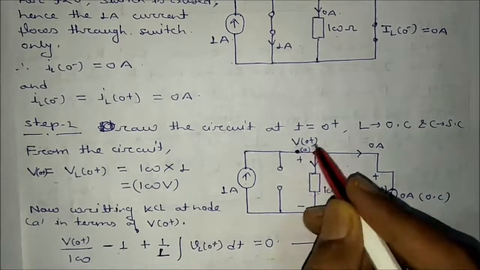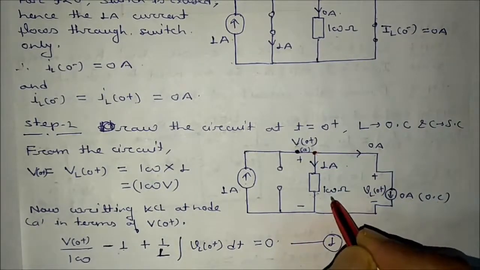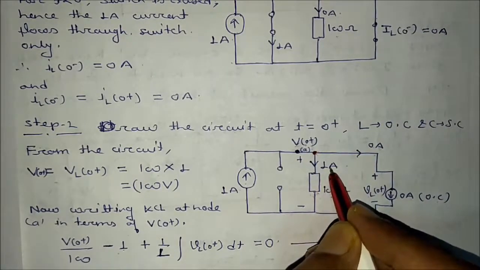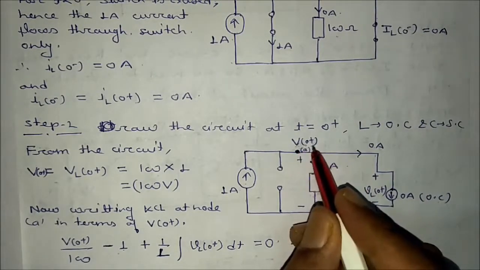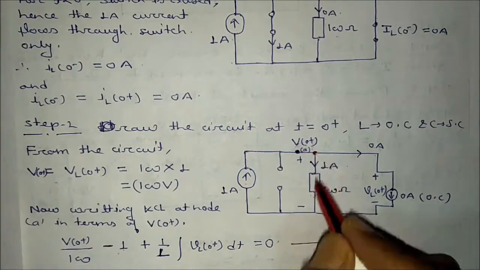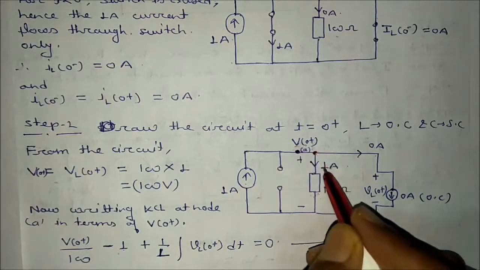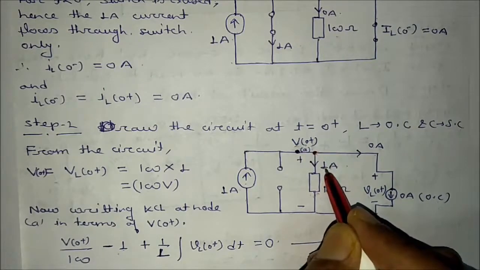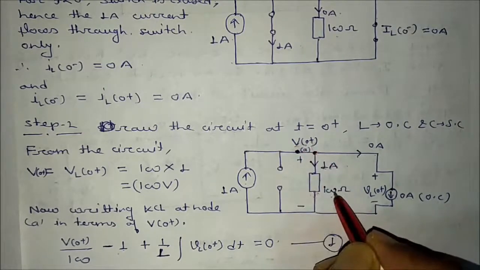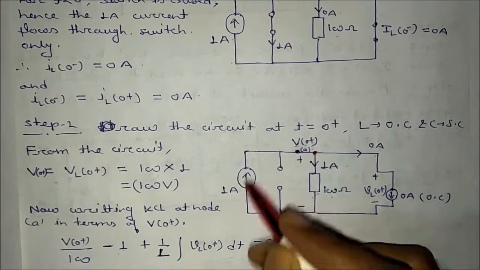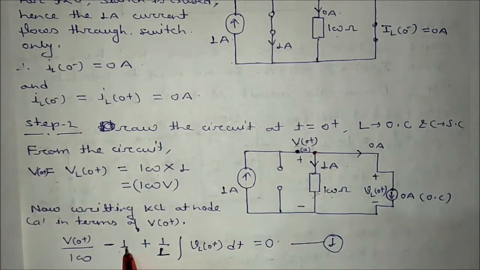Outgoing means this voltage divided by what? 100 ohm. This voltage divided by 100 ohm. I'm not taking it as 1 ampere. Why am I not taking it? Because I have to calculate dV by dt. So I'm taking this current in terms of this voltage. This 1 ampere can be written as V0 plus divided by 100. So this is outgoing, this is incoming, so minus 1 incoming, outgoing means plus V0 plus divided by 100.